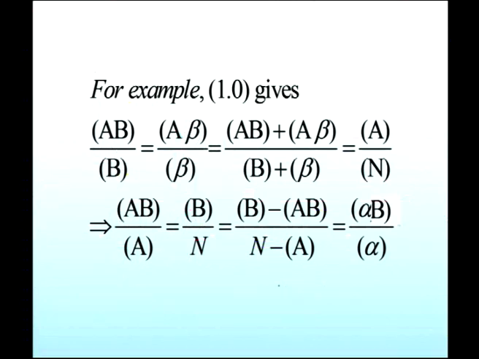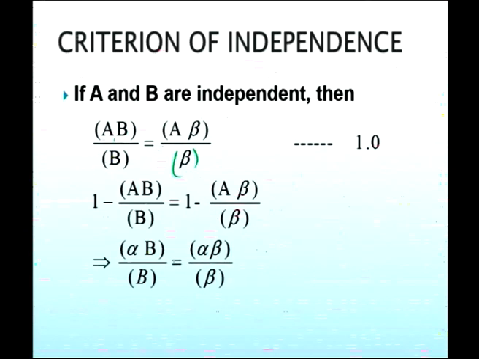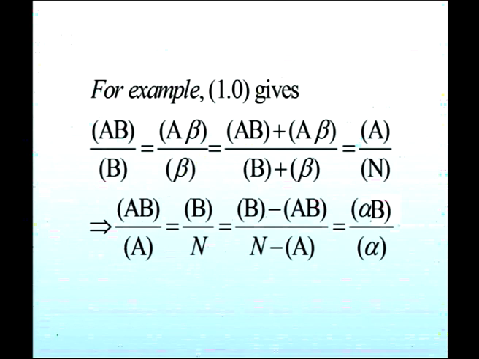For example, equation 1 gives AB by B is equal to Aβ by β. This is what is equation 1, right? What is equation 1? AB by B is equal to Aβ by β. So, AB by B is equal to Aβ by β, which is equal to adding both the numerators and the denominators separately. This is called proportion addition. We can do it like this: AB plus Aβ divided by B plus β. AB plus Aβ gives you the total number A, and B plus β gives you the total number of members in the population, therefore A by N.